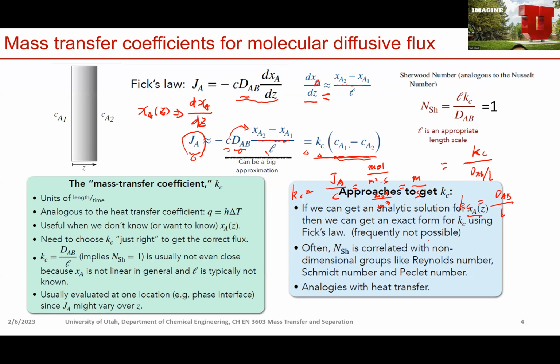So then we have to resort to the second method, which is to basically find out what the Sherwood number is. What is the real Sherwood number? If it's not 1, then what is it? From a lot of experimental observation, people found that the Sherwood number is correlated with non-dimensional groups like the Reynolds number, Schmidt number, and Peclet number. Okay.